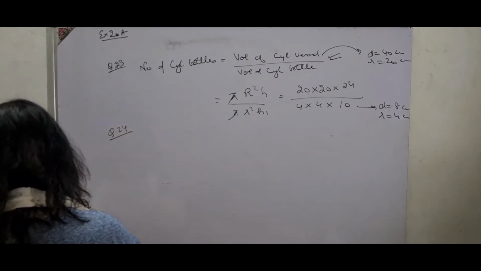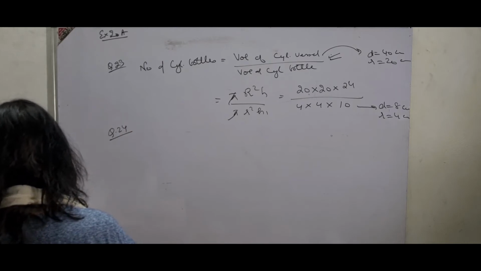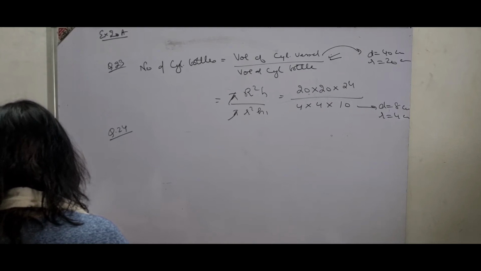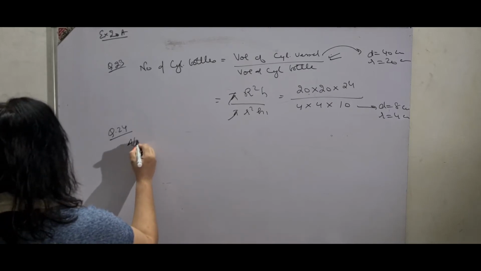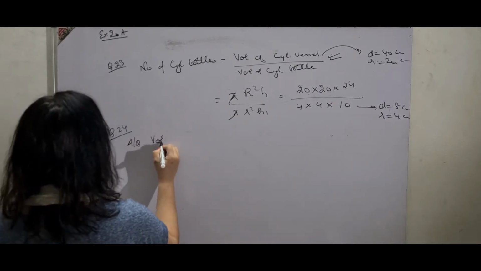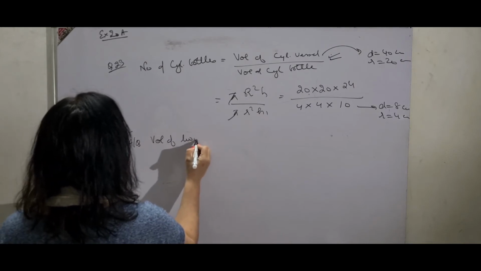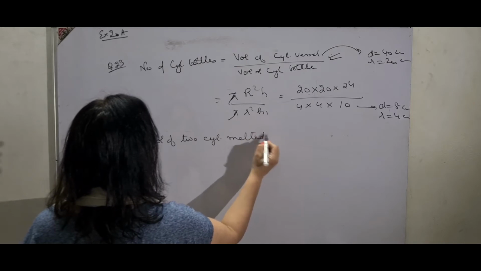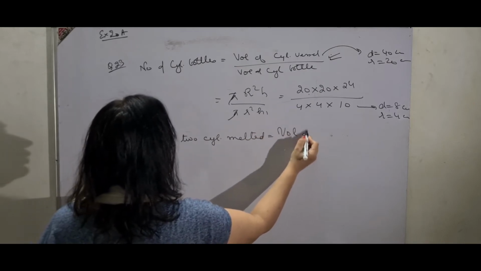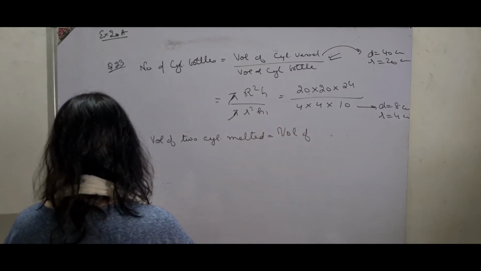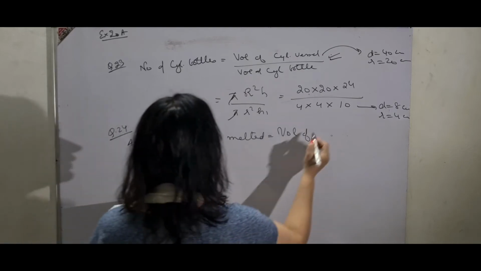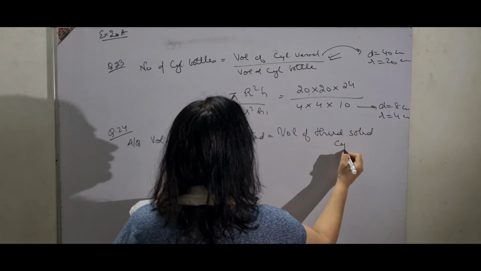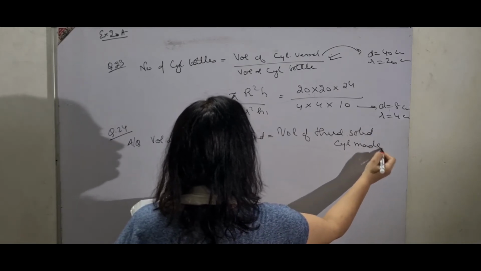Then question number 24. Two cylinders, one with diameter 60 and height 30, other with 30 and 60, are melted and recasted. So first you write according to question, volume of two cylinders melted is equal to volume of the third solid cylinder made. And this is again a key to the question.